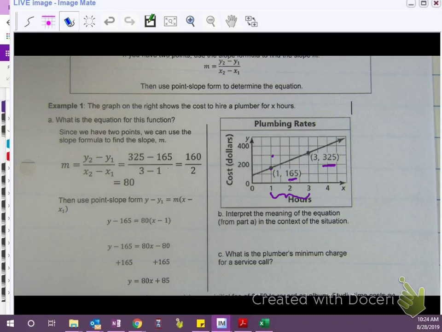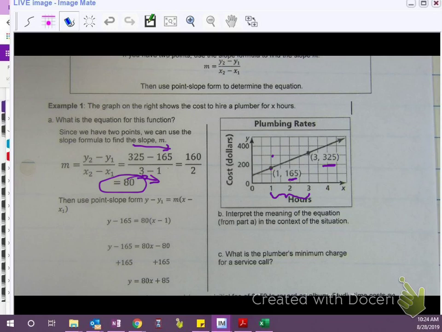So change in y over change in x. So 325 minus 165 here, and 3 minus 1, the change in x, gives us 160 over 2, or a slope value of 80.